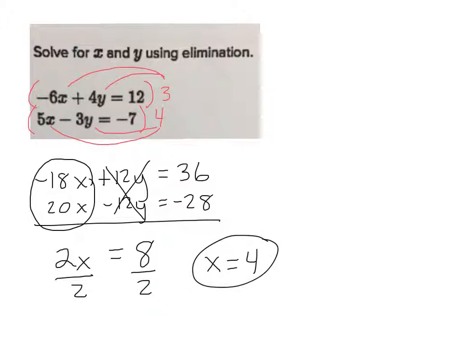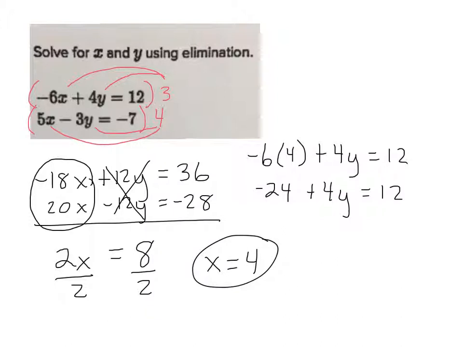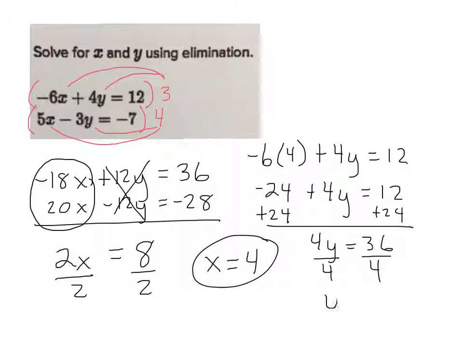4. And now that we've got x, we need to find what? y. So I'm going to write the top equation, negative 6 times what x is, plus 4y equals 12. So I've got negative 24 plus 4y equals 12. Then I'll add 24 on both sides. And so I've got 4y equals 36. Divide 4 on both sides, so what does y equal? 9.